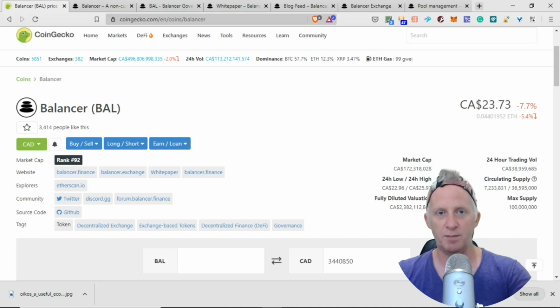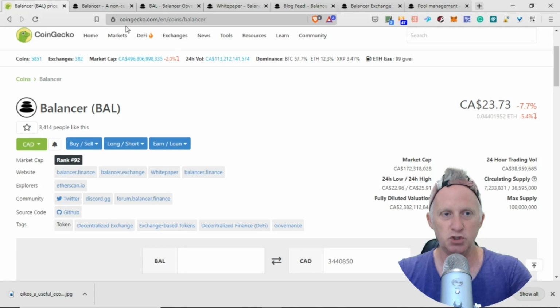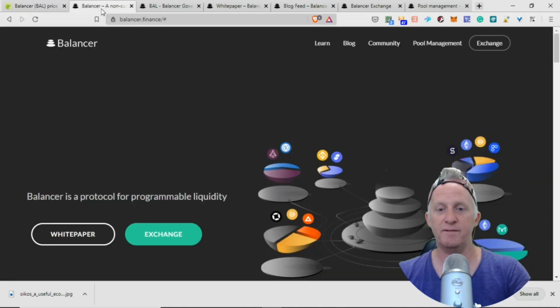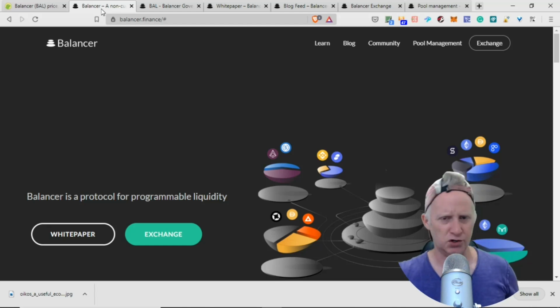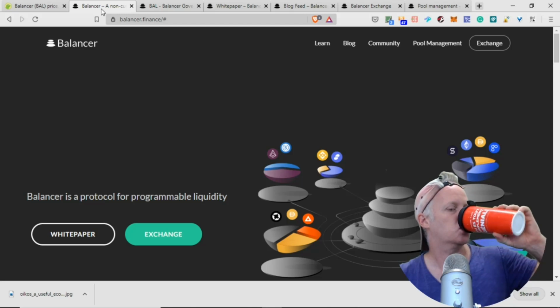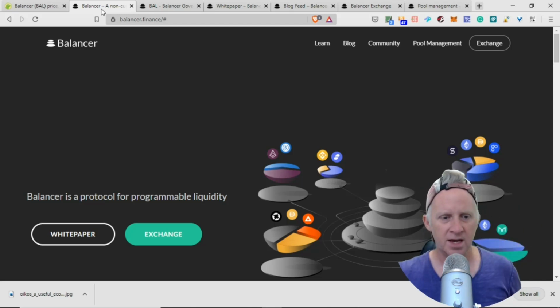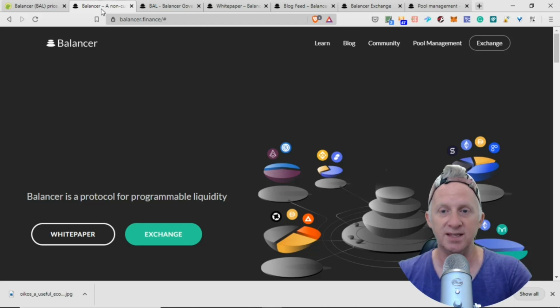So I need to dig more into it because I haven't provided liquidity so far in this pool with this project. Let's jump to the main page of Balancer. It's pretty straightforward, pretty easy, pretty sexy as you can see. I need some coffee. So right from the bat, Balancer is a protocol for programmable liquidity. Pretty great, pretty cool, huh?